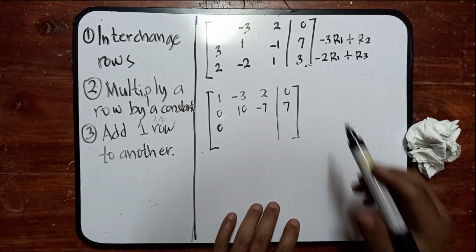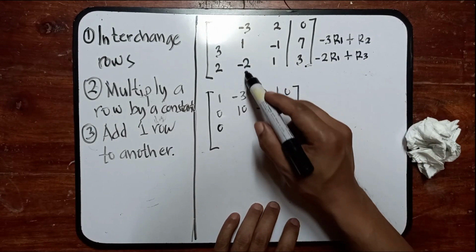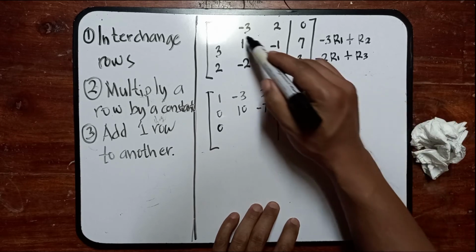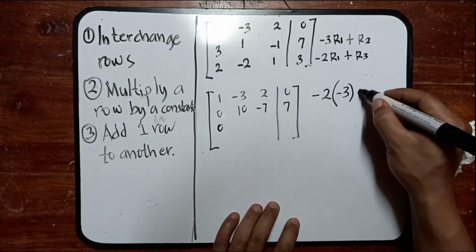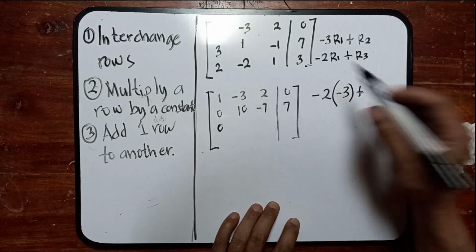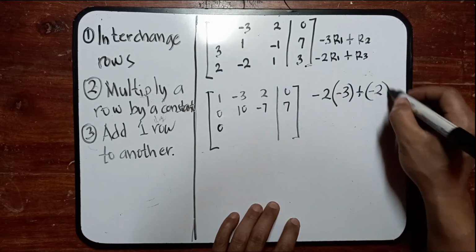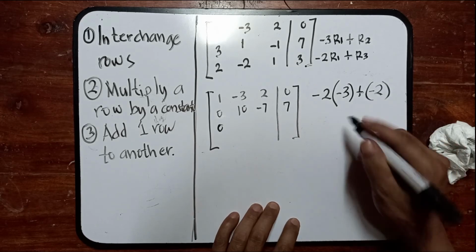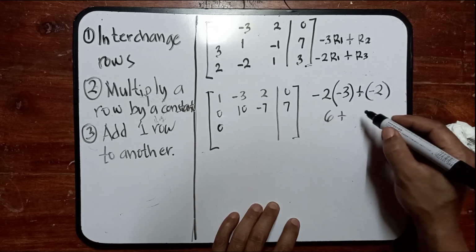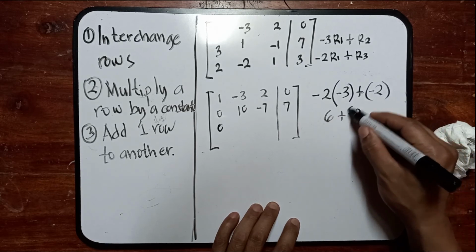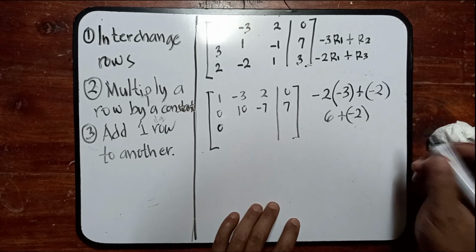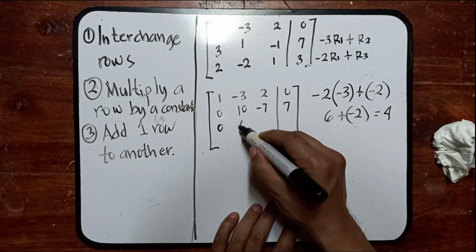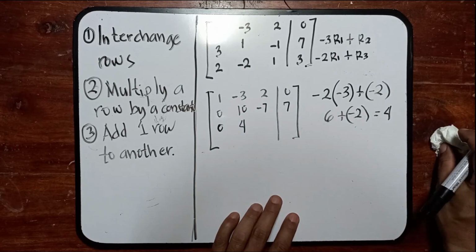Okay, so next, let's work on the second column. So negative 2 times negative 3 plus R3, that is negative 2. So negative times negative, this becomes positive. This becomes positive plus negative 2. So unlike sign, it will become subtraction. So this is positive 4. So let's write here positive 4.